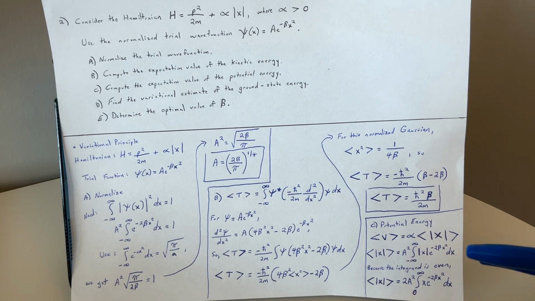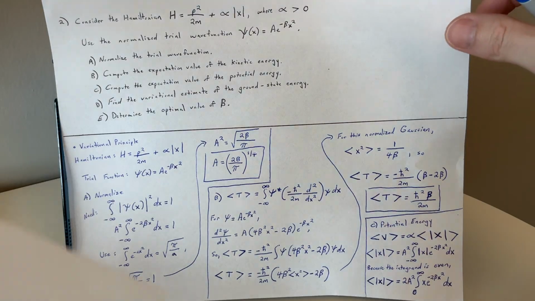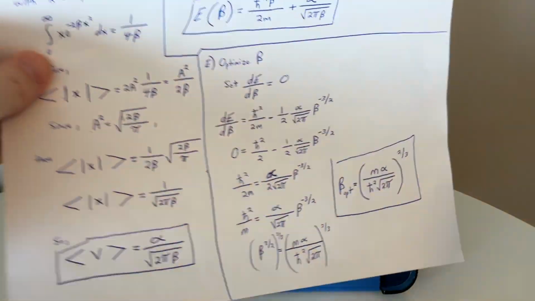So we're going to integrate this. Now here's a good thing: we have an even integrand. Because the integrand is even, that expectation value is going to be equal to 2a squared, changing the limits from 0 to infinity now, times x e to the negative 2 beta x squared dx. So here's our new integral we're dealing with, and then we're going to move on to the integration portion of this.